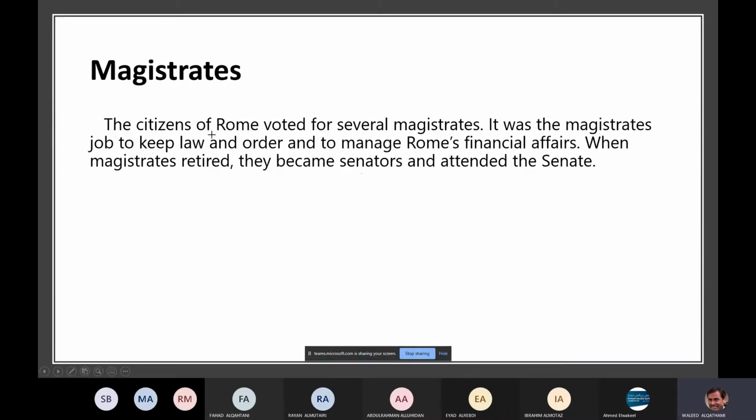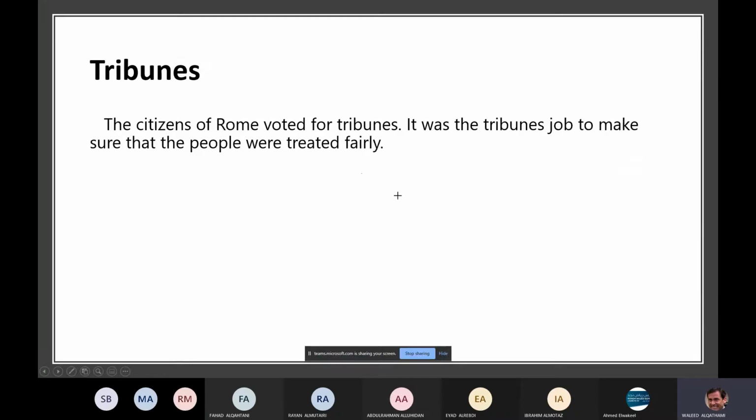Magistrates. The citizens of Rome voted for several magistrates. It was a magistrate's job to keep law and order and to manage Rome's financial affairs. When magistrates retired, they became senators and attended the Senate. Tribunes. The citizens of Rome voted for tribunes. It was the tribune's job to make sure that the people were treated fairly.